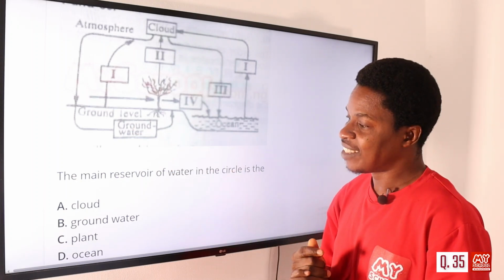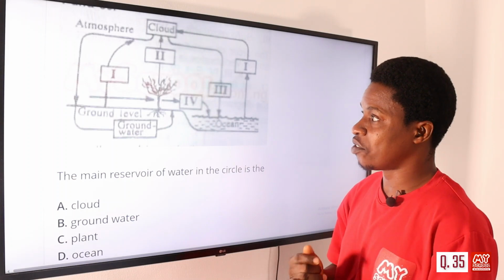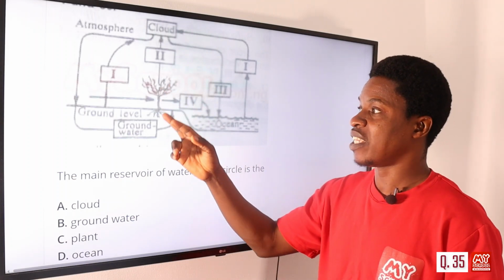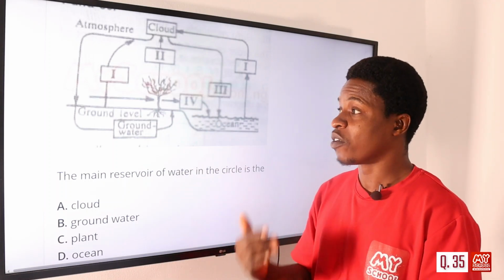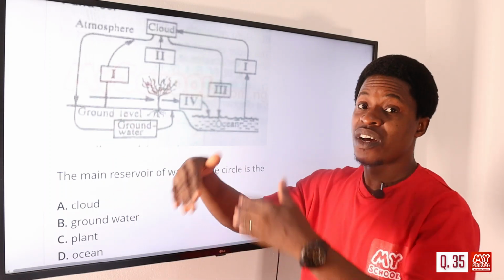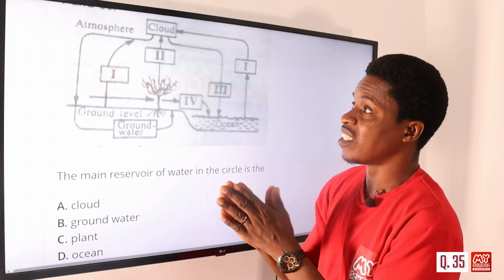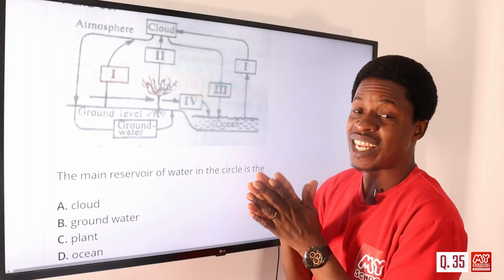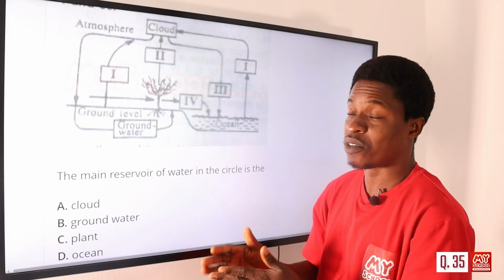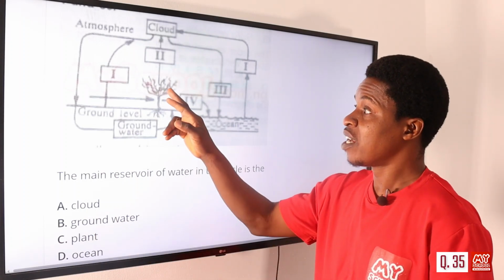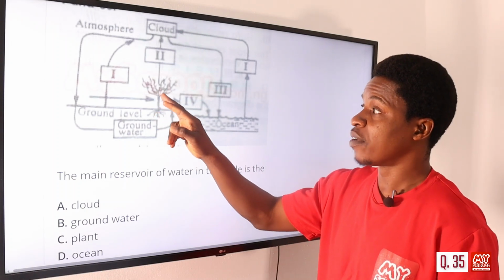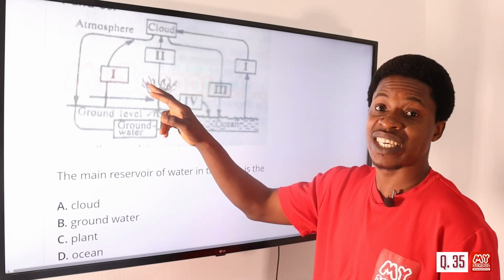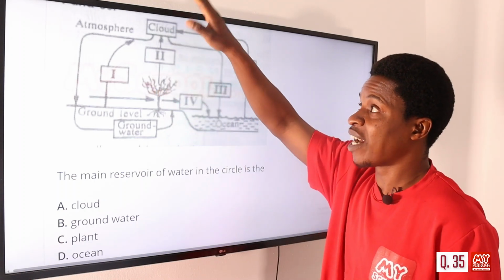We have option C, saying that we have the plant. The plant, of course, you see the water that is coming here, they are used up. The water that is in the ground level is used by plants. They are used by organisms that are on the ground. So that water might not be reserved. We don't have a larger amount of that being reserved. Also, whatever water is coming in here, the roots of the plant are using it up. The one that is in excess, of course, is gone back to the cloud.